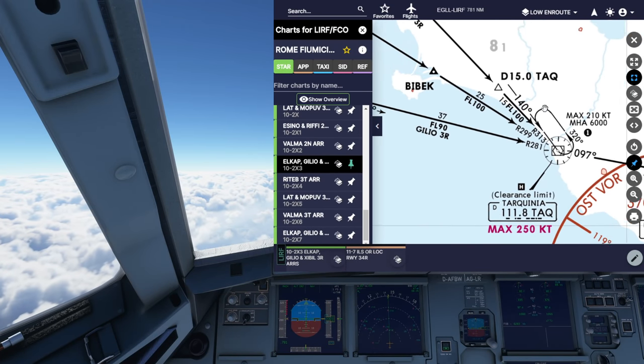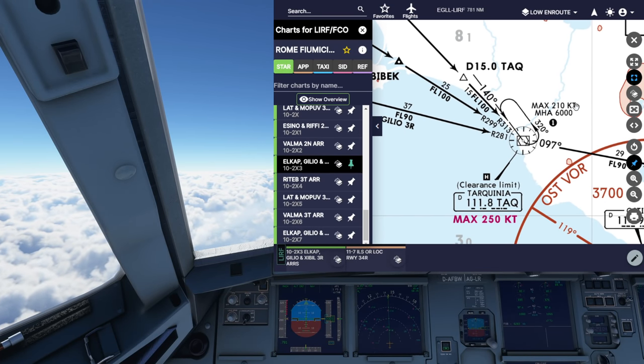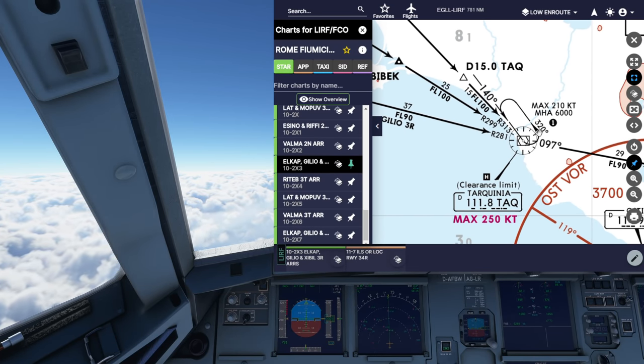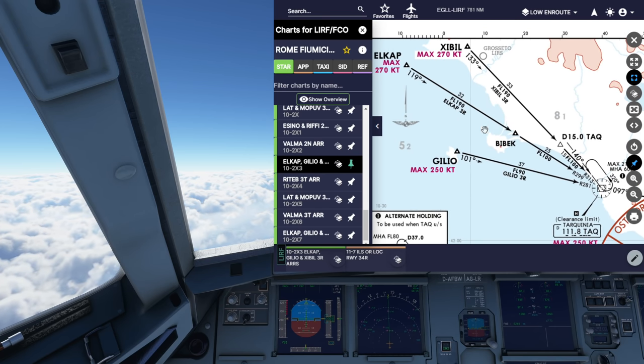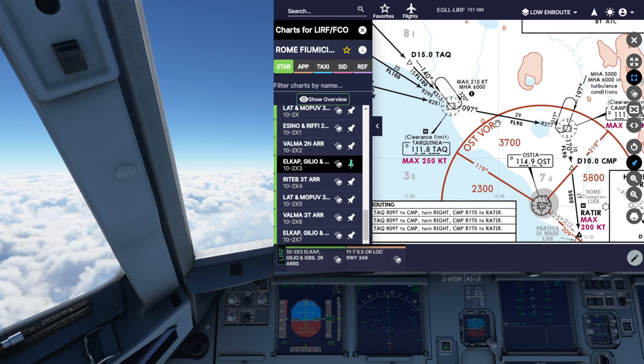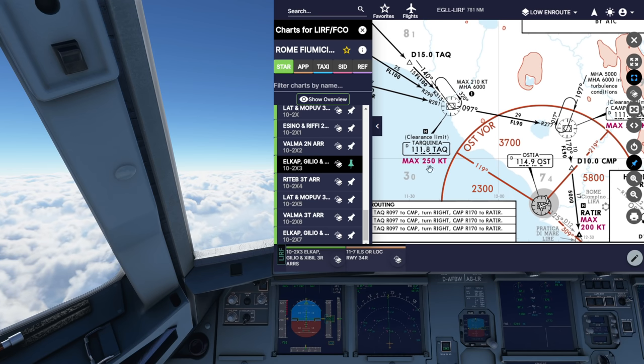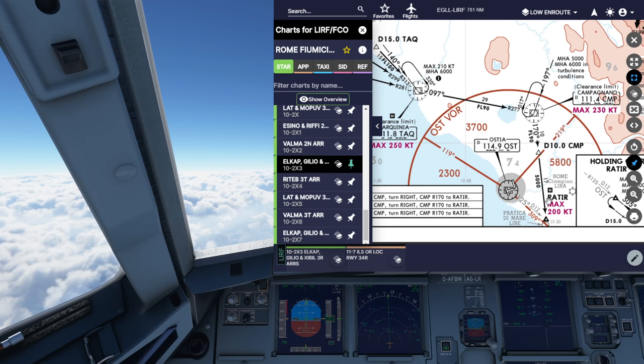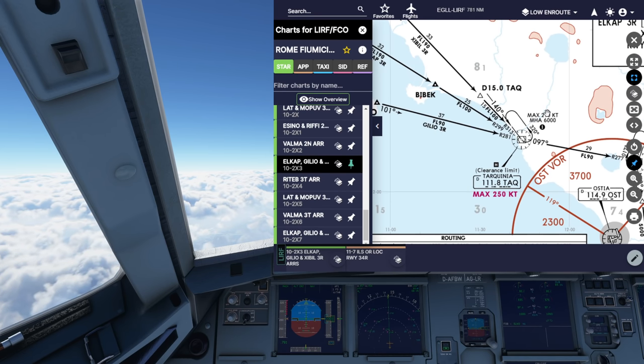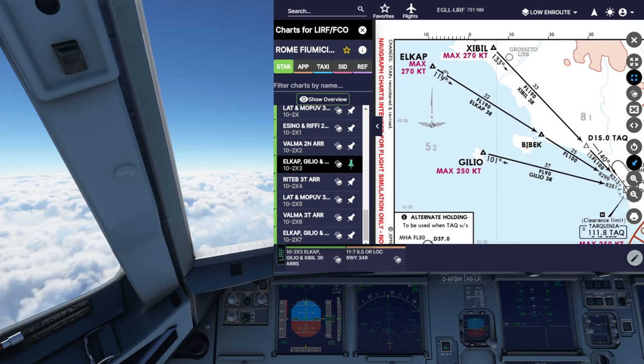So you don't have to apply this 210 knots hold speed limit, that's only if you're in the hold. If you're not flying the hold, then we can carry on a little bit faster, 250 knots below, 250 knots after the Tango Alpha Quebec here, and then 230 knots here, and then 200 knots here. So yeah, important difference there, and those are shown in that nice magenta on these Jeppesen charts.